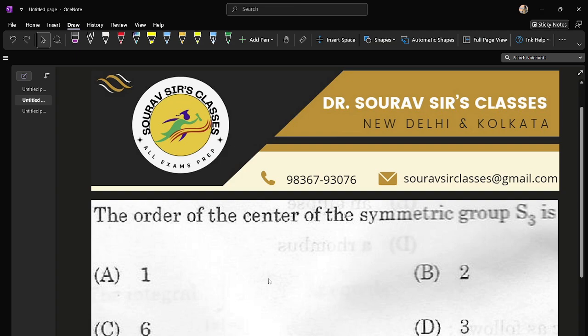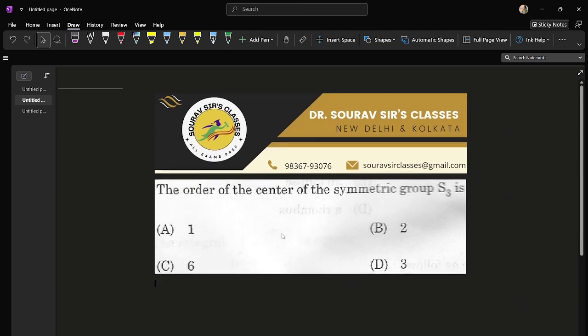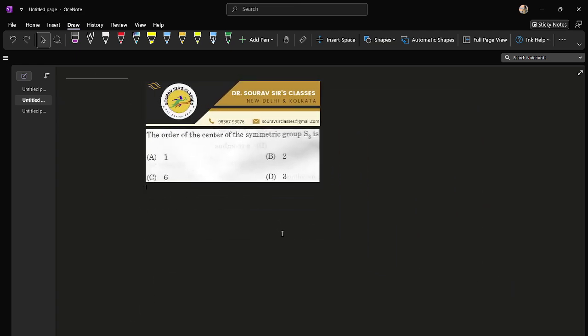Okay. So now we are going to solve a mathematical problem which appeared in the year 2024 in the question paper of PUMDET. The question is telling us that the order of the center of the symmetric group S3 is equal to, and there are four options here, which are 1, 2, 6 and 3. Okay, so now we are going to solve it. So firstly, we are going to know what our S3 is equal to. So S3 is the permutation group of three elements.